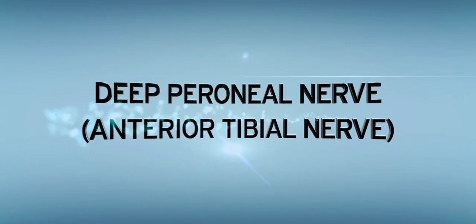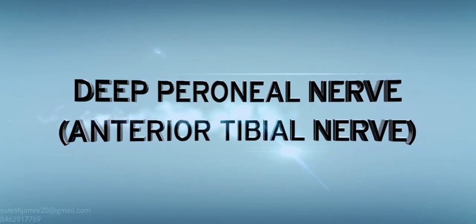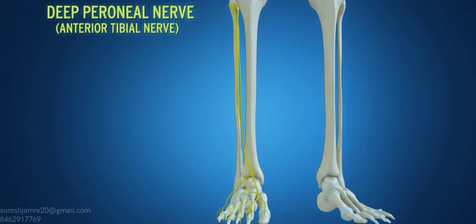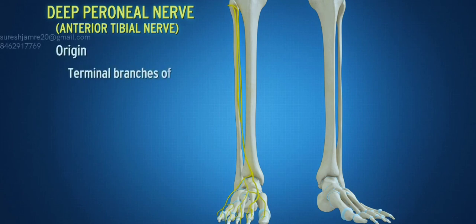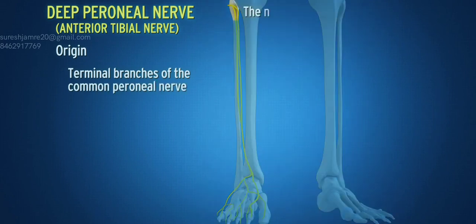Deep peroneal nerve or anterior tibial nerve. It is the nerve of the anterior compartment of the leg and dorsum of the foot. It corresponds to the posterior interosseous nerve of the forearm. Origin. It is one of the two terminal branches of the common peroneal nerve at the neck of the fibula.